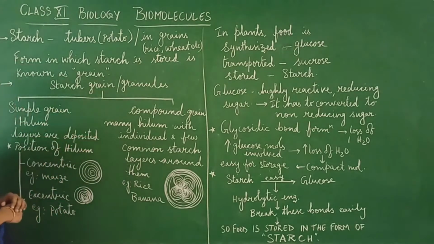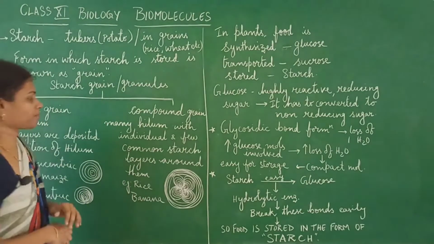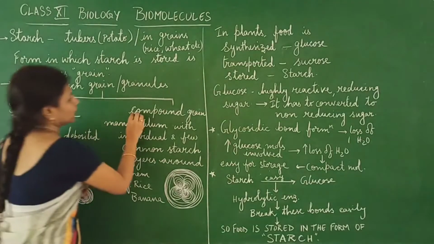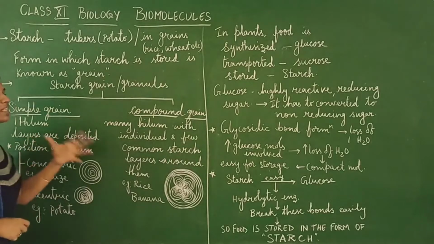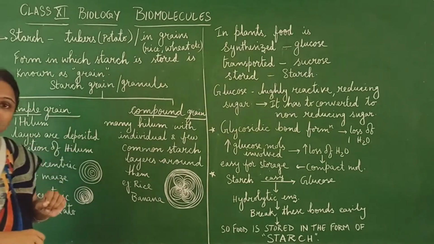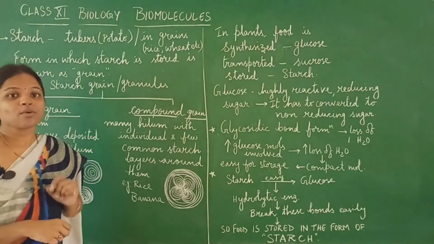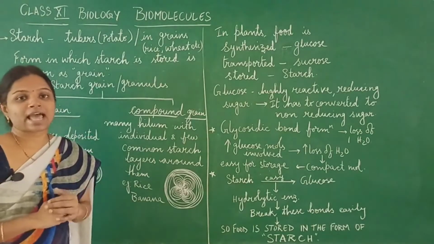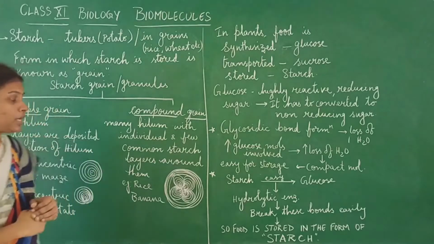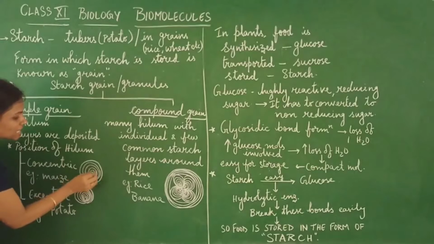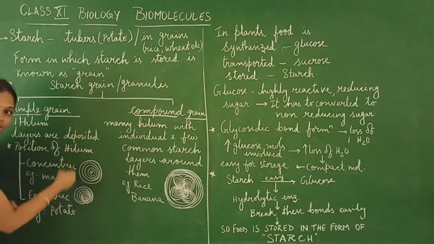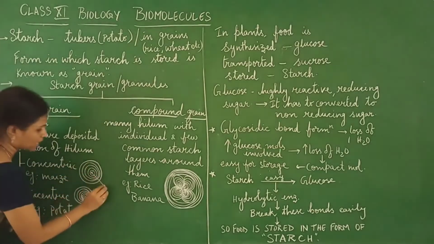These starch granules are of two types: compound and simple grains. Now, how are they basically differentiated? It is based on the number of center points where the starch layers actually start their deposition. In case of simple grains, there is only one hilum. The center point is called the hilum. From that particular point, the starch starts depositing around it.